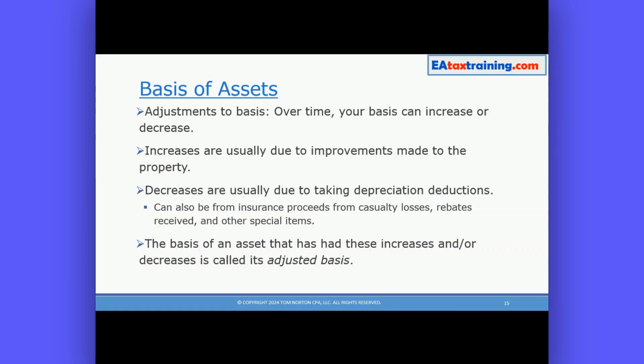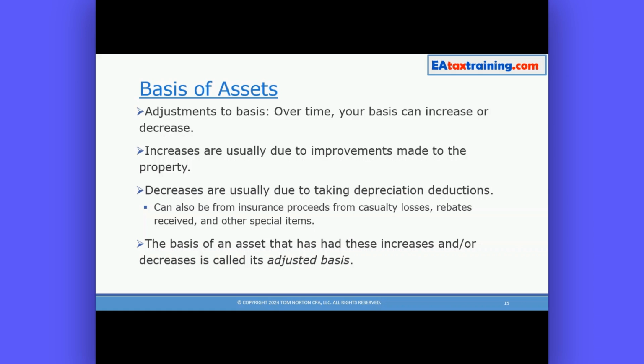Now, this can also happen from other things, such as insurance proceeds from a casualty loss. So let's say you've got a building and there's a storm or other covered event, and your insurance pays out, then that will reduce the basis of that asset.